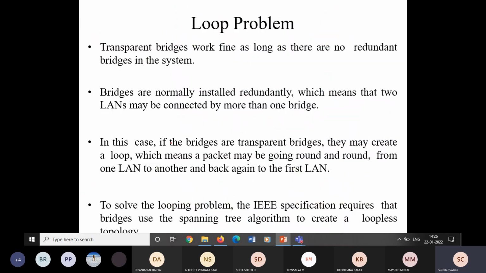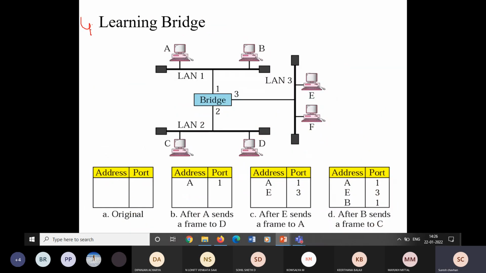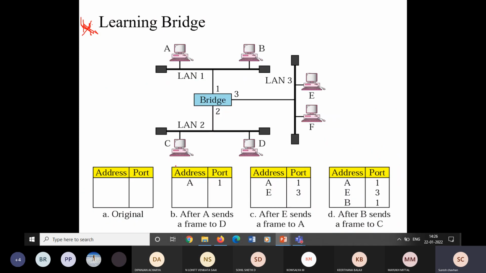So the transparent bridge and the learning bridge both are same. This is not a fourth one. Both are same only, right? Because here I have written transparent or the learning bridge builds its table of station addresses on its own, right?